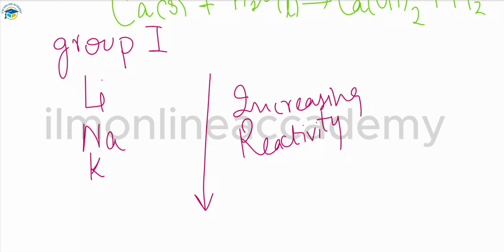Next, if we talk about the group 2 metals, they show similar trends in reactivity to group 1, but they are less reactive than the metals in group 1. Group 2 are the alkaline earth metals. We have calcium and magnesium included in group 2. Again, reactivity increases going down the group.